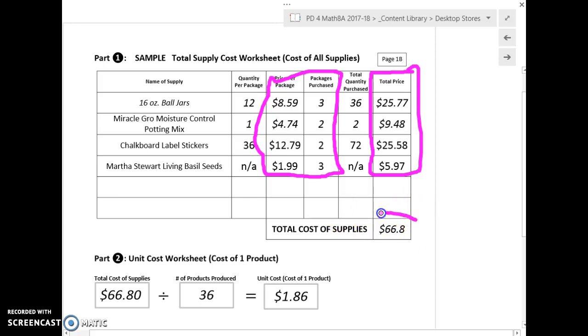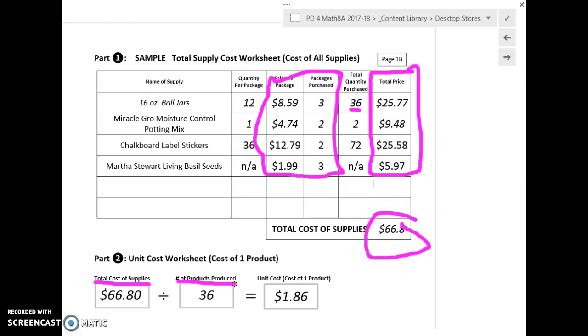So anyway, he gets his total there, $66.80. Well, that's how much money he spent, and remember in his description he said he's making 36, and we can see that up here. He has a total of 36 jars. So we want to find out how much it's costing him to make one of those jars. So to do that, you take your cost of supplies, and you divide it by how many you plan on making. Now, as of right now, you might not have a final product amount.